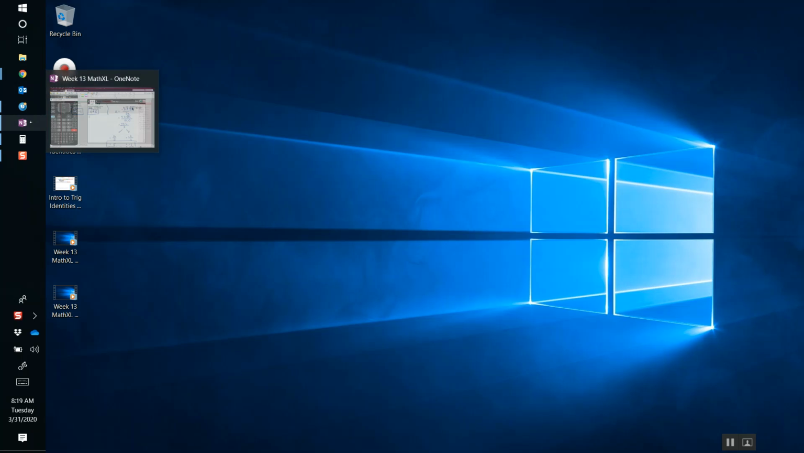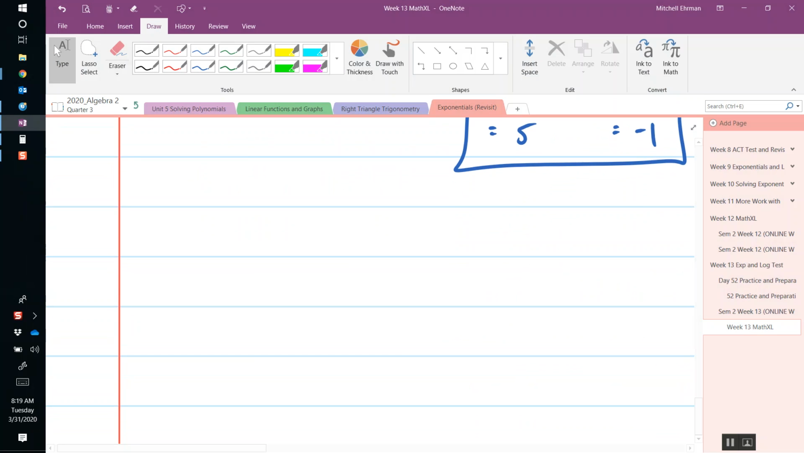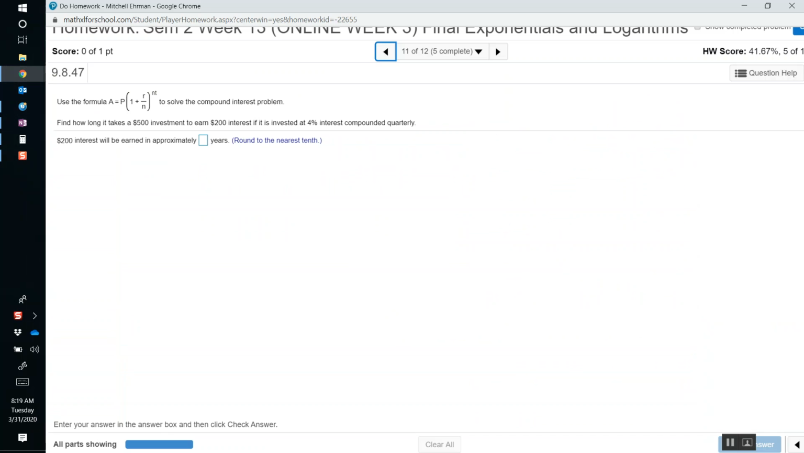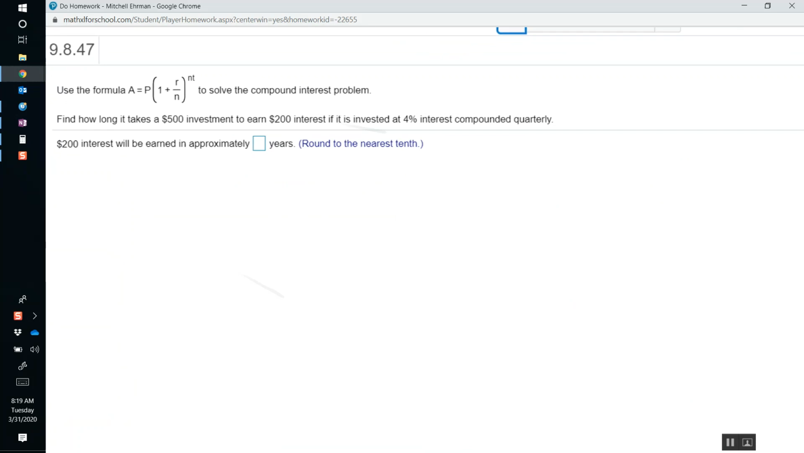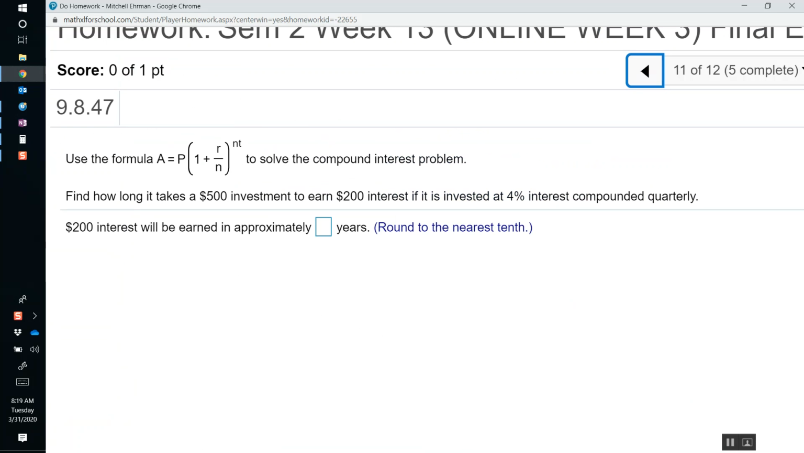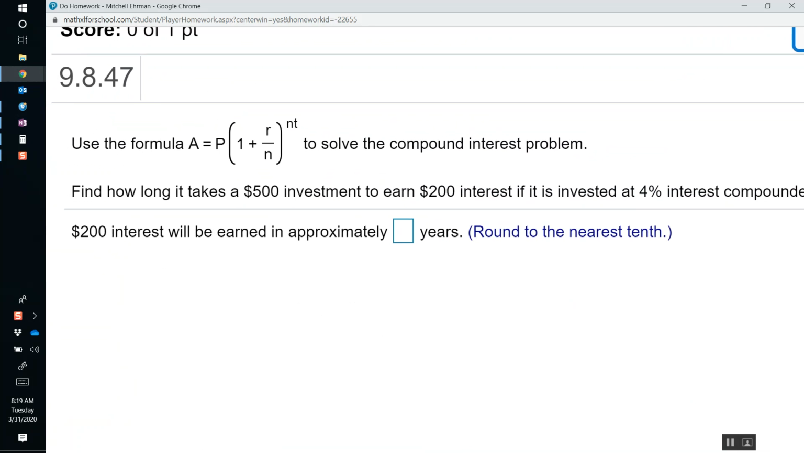Okay, in this last video for now, I've got the last two problems from the MathXL assignment that I want to look at. So this is problem number 11 of 12 for this week before the quiz. We're going to use this formula. This is our compound interest formula.